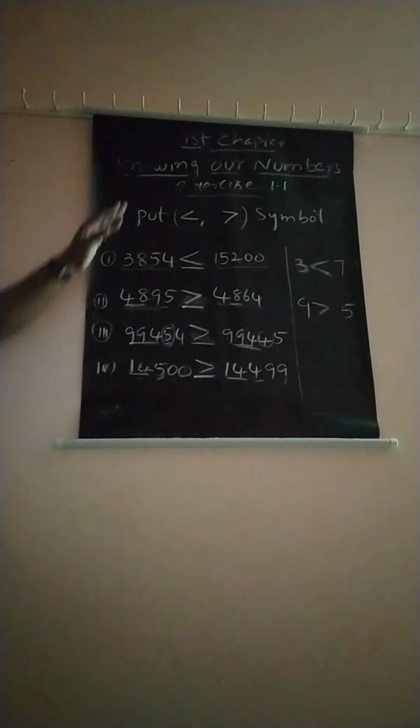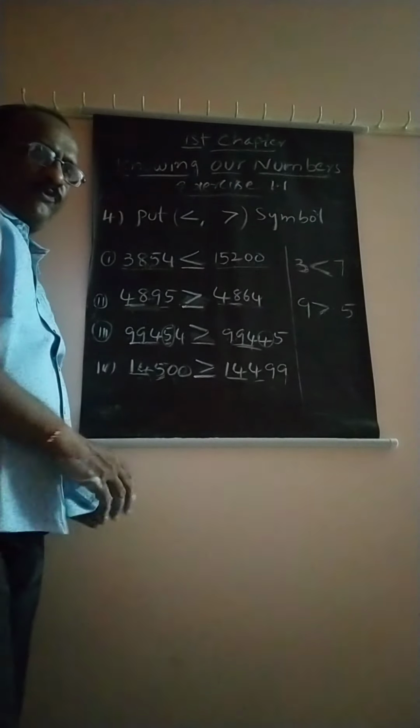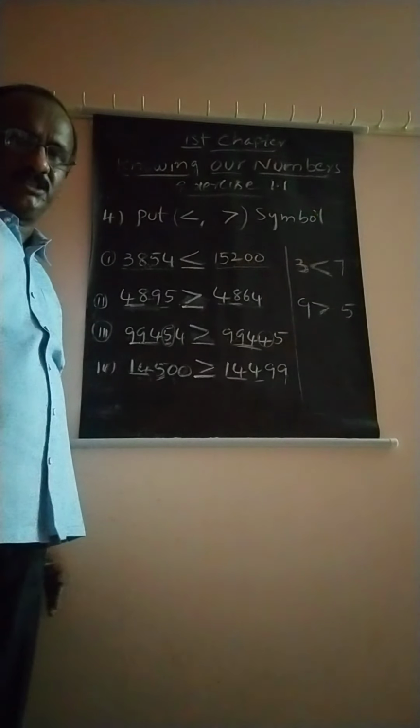So this is the way to keep the greater than and less than symbols while comparing two or more numbers. Okay children? Up to 4 rounds we have finished today. In the next class we'll go for the 5th Roman onwards. Okay children?